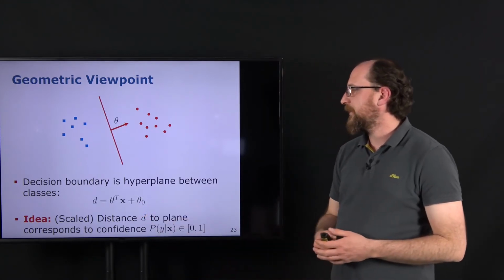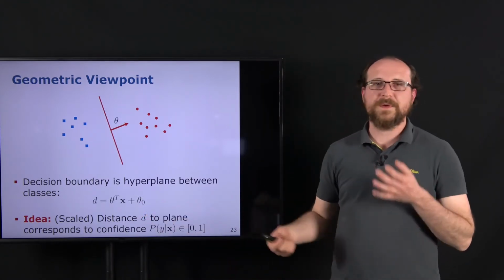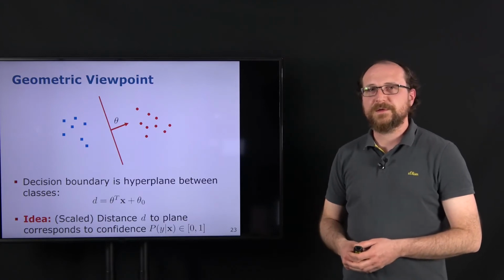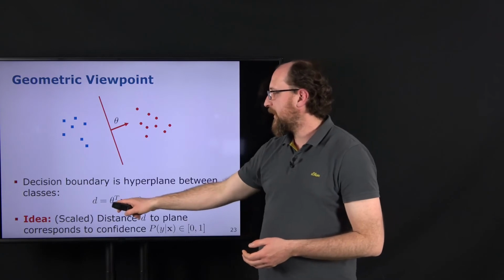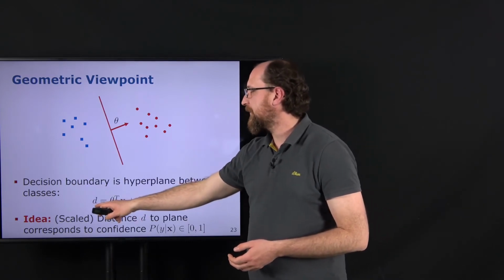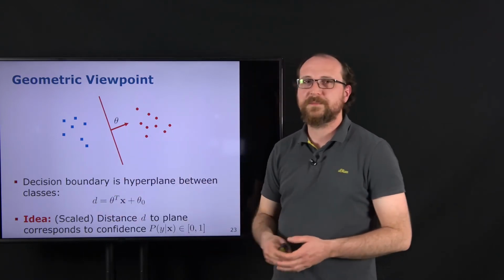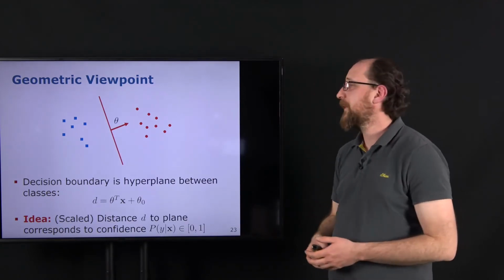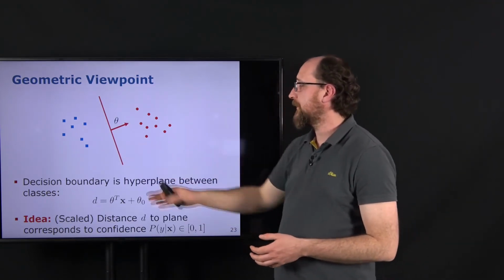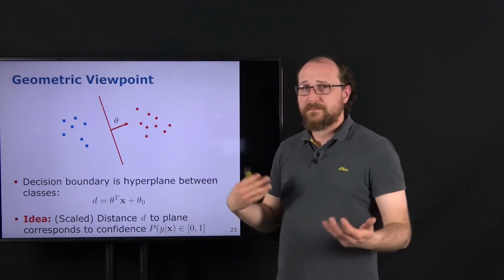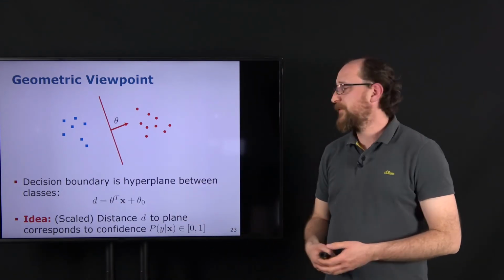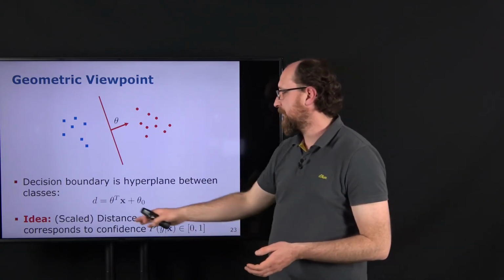So it's just a linear relationship here, and as you might remember from the Hessian normal form, when theta is normalized, this will give you the Euclidean distance of each point to this plane. But in this case, because theta is not normalized, this will be a scaled distance.